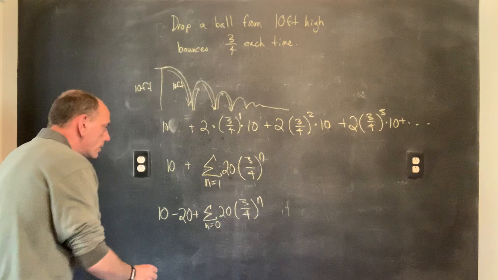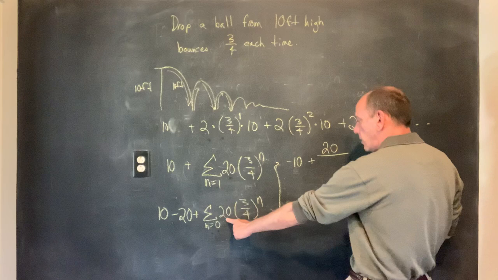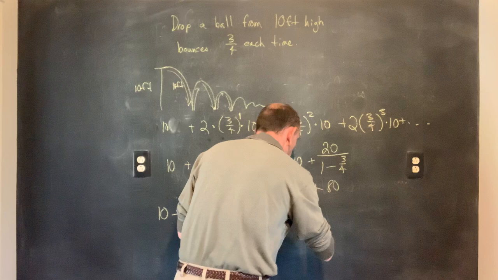Now we should be good to go. Now we can actually use the formula. This is minus 10. Then I have plus a, which is 20, over 1 minus r, which is 3/4. That's 1/4 times 4, negative 10 plus 80 gives me 70 feet. How beautiful is that?